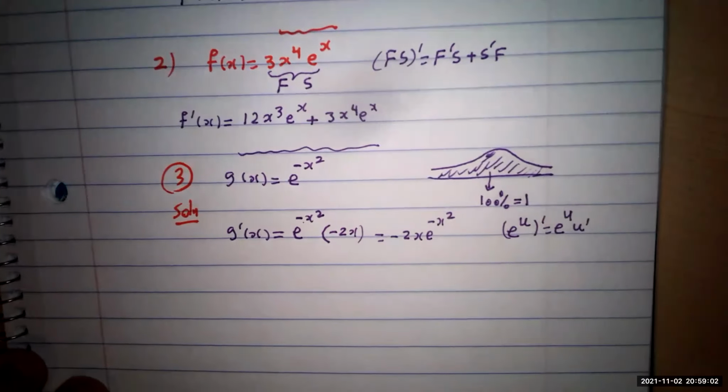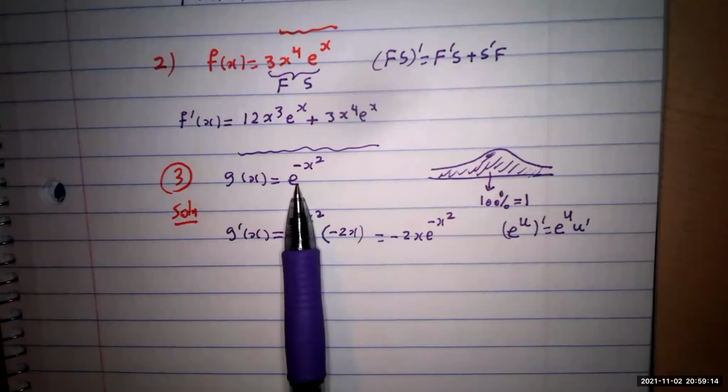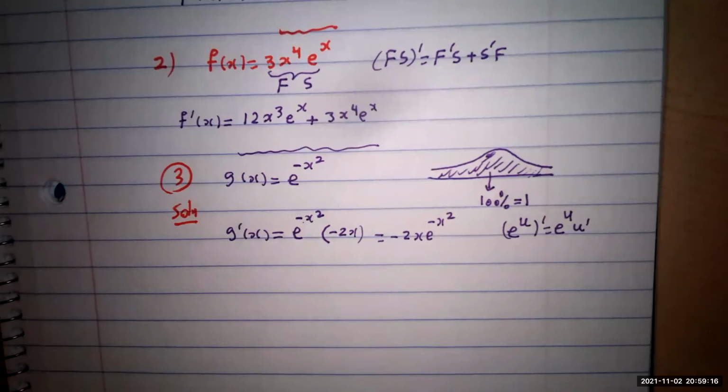If it's just e to the x, the derivative is just e to the x. But if it's e to something else, you have to pay for it with u prime. Any question? So that would be type 1.